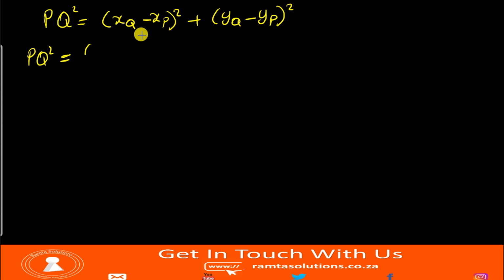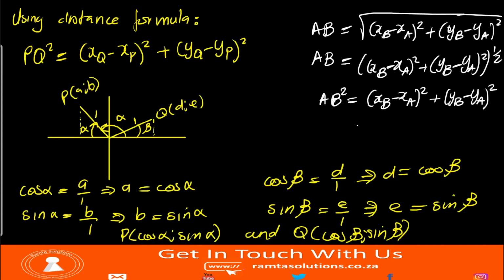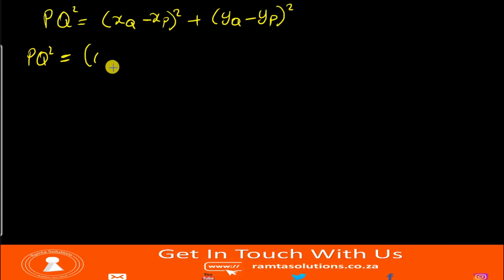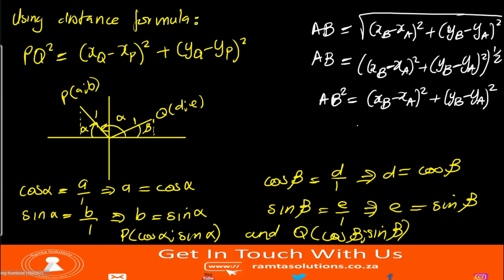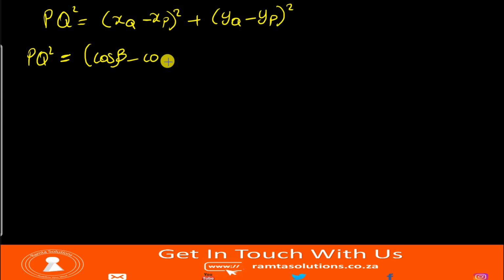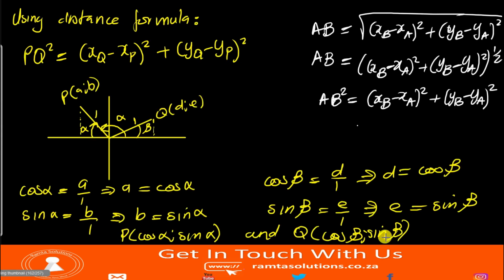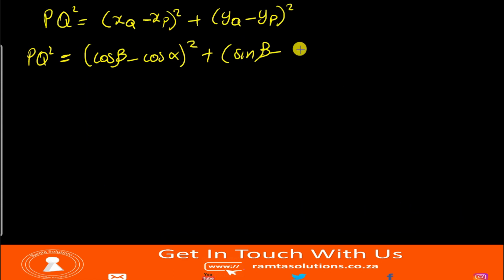PQ equals, what is X of Q? X of Q is this one here, the X value, which is cos beta. Okay, so it was cos beta. What is X of P? X of P is cos alpha, minus cos alpha all square. And then Y of Q must have been sine beta. Let me confirm. Yes, sine beta. And Y of P is sine alpha. Okay, minus sine alpha all square.